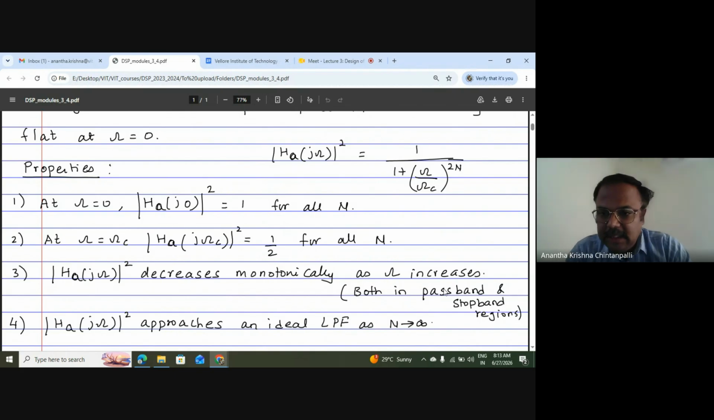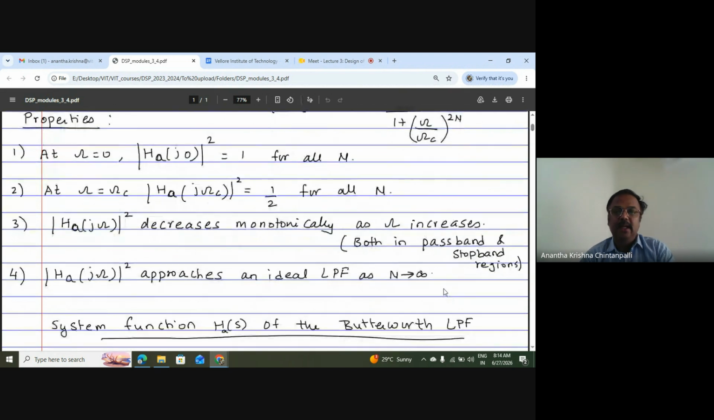So what is the pass band and stop band region? The pass band region is the range of frequencies that, as a designer, I want to pass through that filter. The stop band region is the range of frequencies I want to minimize as much as possible in my filter design. This pass band and stop band region obviously varies depending upon the design specification at hand. And the fourth one, as I mentioned, the square magnitude approaches an ideal representation of a low pass filter as n tends to infinity.